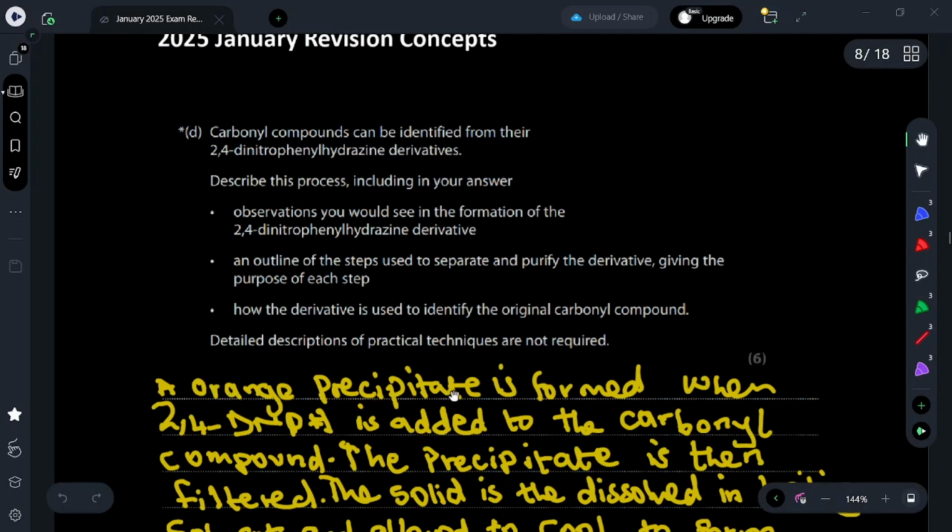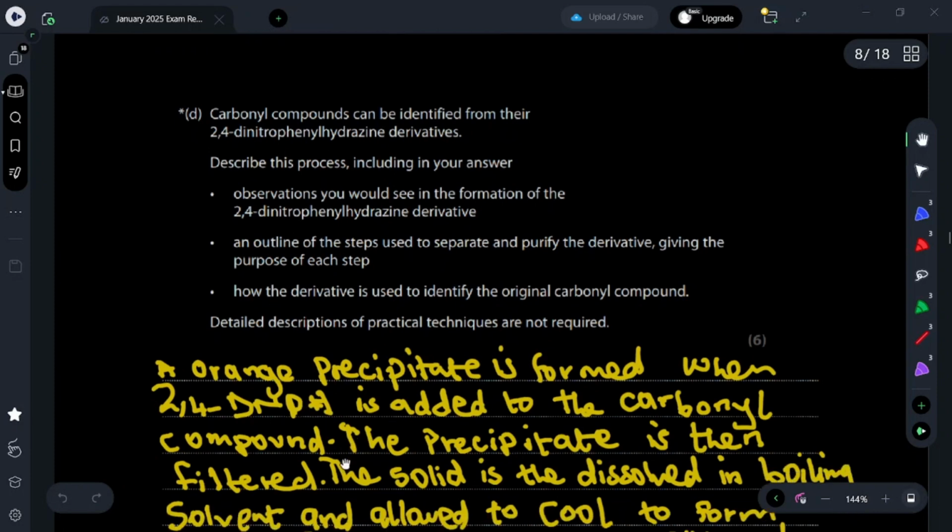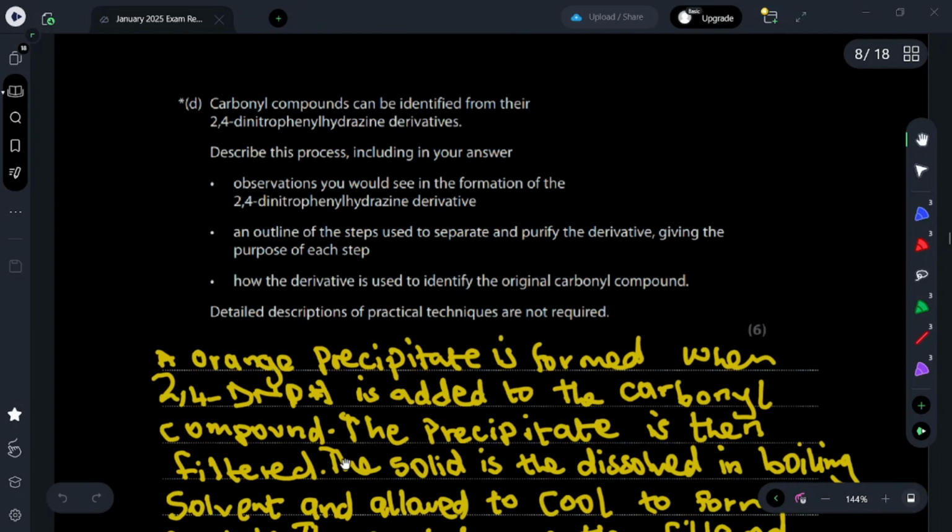Some books will say a deep orange precipitate. And it is formed when the 2,4-DNPH, or dinitrophenylhydrazine, is added to the carbonyl compound. All right, we don't know what this carbonyl compound is. Is it an aldehyde? Is it a ketone? So what do we do? The precipitate we obtain can be filtered. So we filter it.